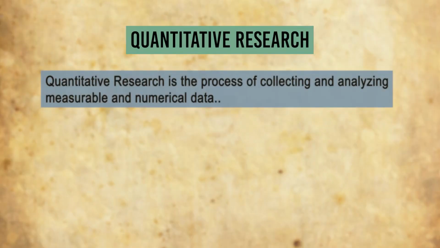So quantitative research is the process of collecting and analyzing measurable and numerical data. It has to be understood in terms of mathematical and statistical analysis. It is trying to attach numerical labels or values to information that has been collected. It is trying to understand frequencies, to what extent something repeats itself, how many times the occurrence is happening. So these are measurable and quantifiable aspects.